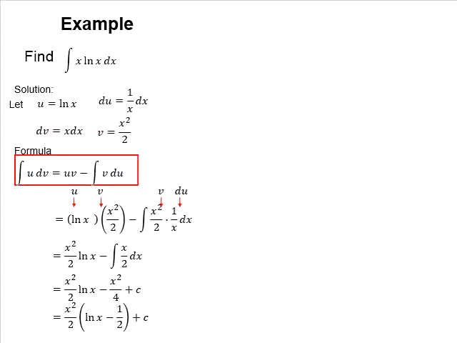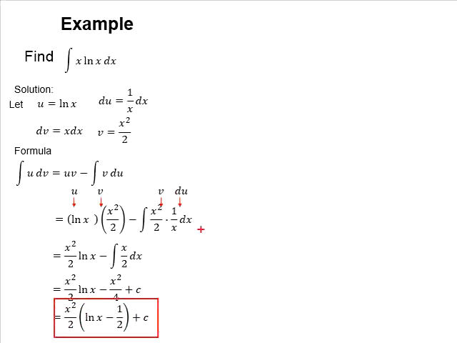Use the formula of integration by parts. u, v, minus the integral of v du. Solve the function here. You will get this. Integration of this, you will get this. Remember to put in a c. Rearrange the equation, you get the final answer.